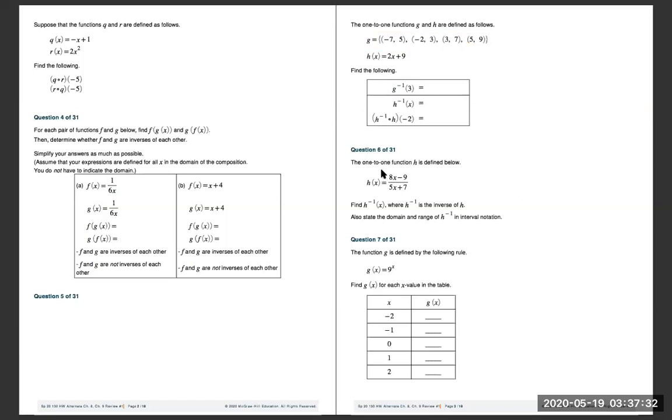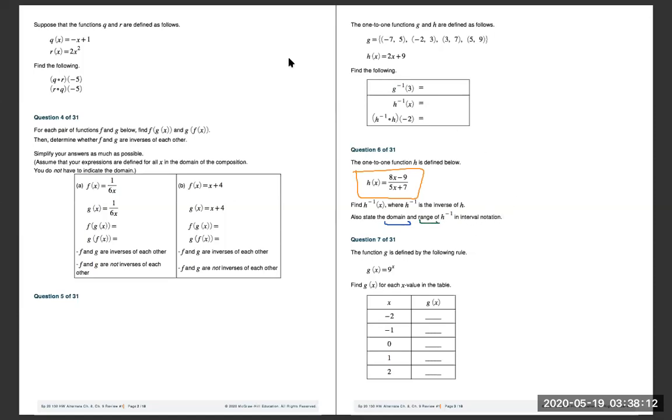Okay, question 6, the one-to-one function h is defined below. Find h inverse of x, where h inverse is the inverse of h. Also state the domain and range. We'll use different colors for those. Domain and range of h inverse in interval notation.